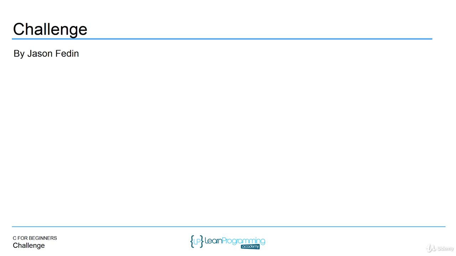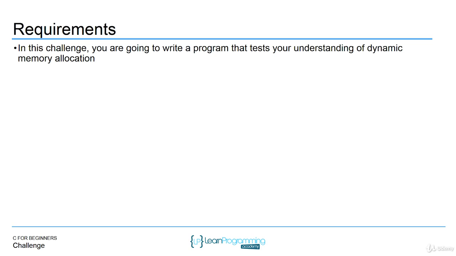What are the advantages of dynamic memory allocation? Well, it means that you can allocate enough memory when you need it. You don't have to waste memory, and if you need more memory, you can reallocate. This assignment is just going to have you using malloc. So in this challenge, you're going to write a program that tests your understanding of dynamic memory allocation.